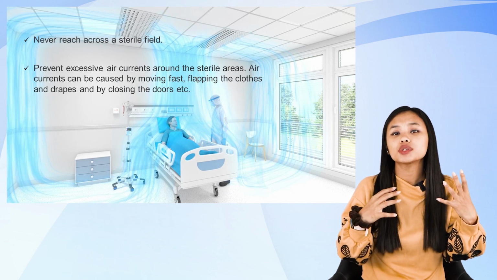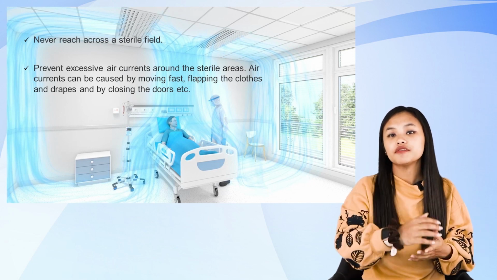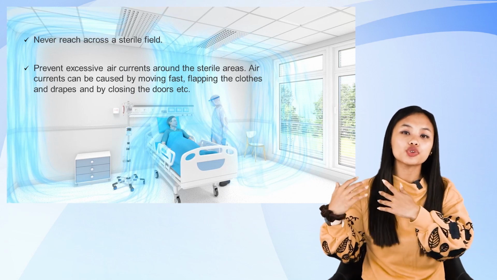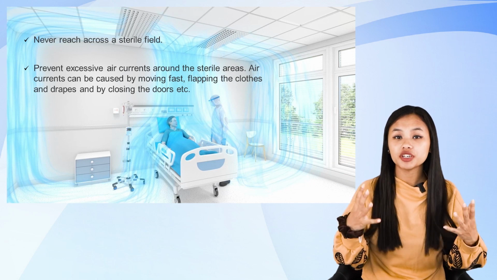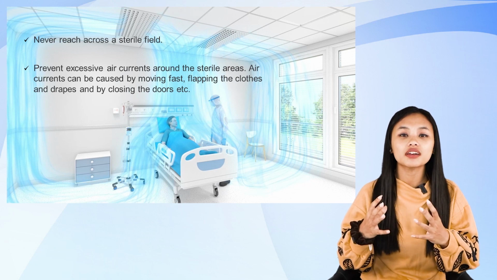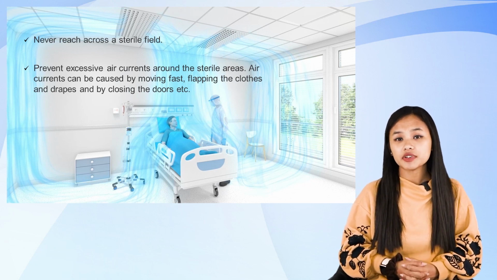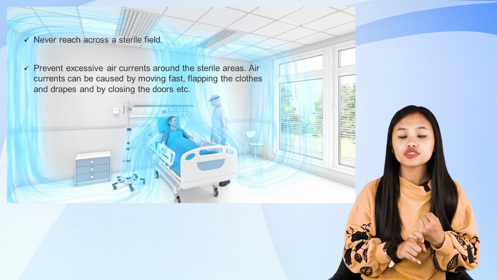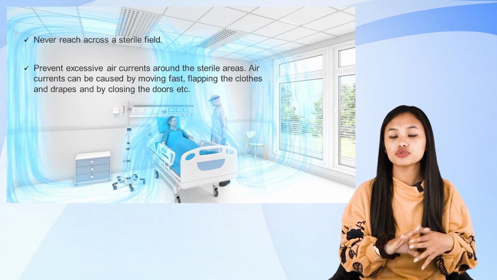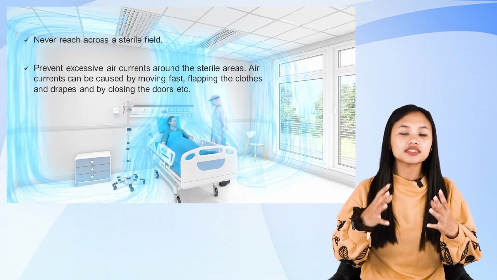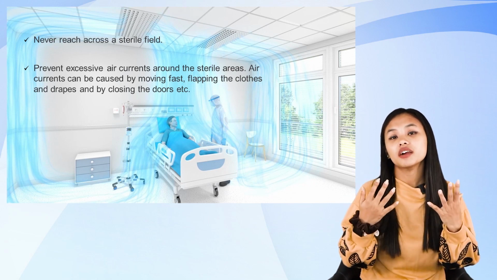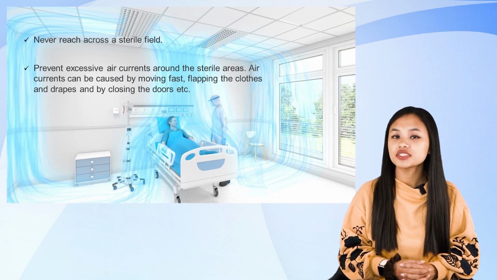And also here we must make sure that we never reach across the sterile field. That is, if we need to take anything which is across the sterile field, we should never try to overreach through this area, but we should go to the other side to take those particular items. We should also make sure that we prevent excessive air current around this sterile area. And this air current can sometimes be caused when one is moving fast, when one is flapping the clothes and drapes, as well as by closing the door. So here we must make sure that excessive air current or performance of any activities that cause this excessive air current must be prevented around the sterile field.